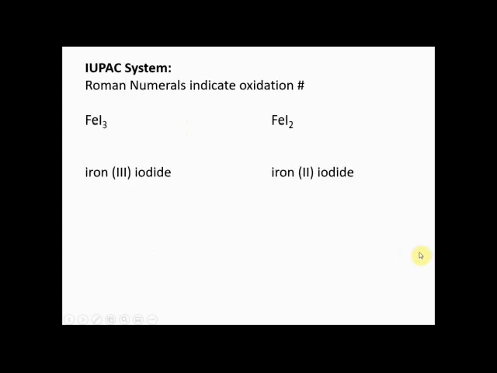With the IUPAC system, we use Roman numerals instead, and the Roman numeral tells us what the charge is. So for the iron 3 plus, it becomes iron(III) iodide, and for the iron 2 plus, it becomes iron(II) iodide. What we have to make sure that we understand is this Roman numeral is not this subscript. That's really important.